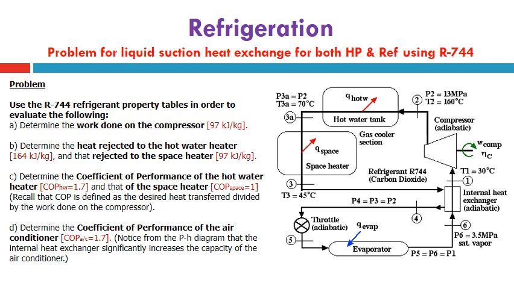Use the R744 refrigerant property table in order to evaluate the following. A. Determine the work done on the compressor. B. Determine the heat rejected to the hot water heater and that rejected to the space heater. C. Determine the coefficient of performance of the hot water heater and the space heater. Recall that the COP is defined as the desired heat transfer divided by the work done on the compressor. Item D. Determine the coefficient of performance of the air conditioner. Note on the pH diagram that the internal heat exchange significantly increases the capacity of the air conditioner.